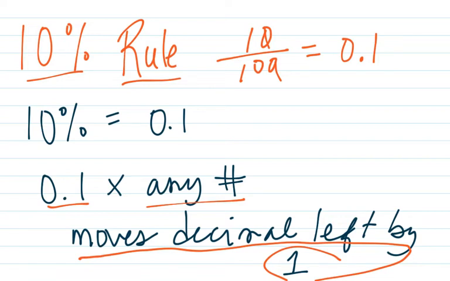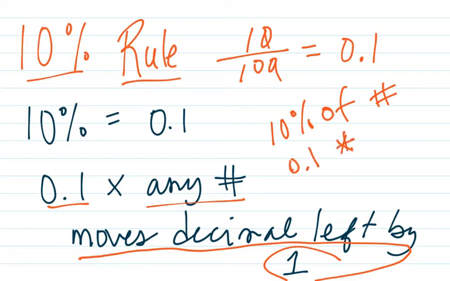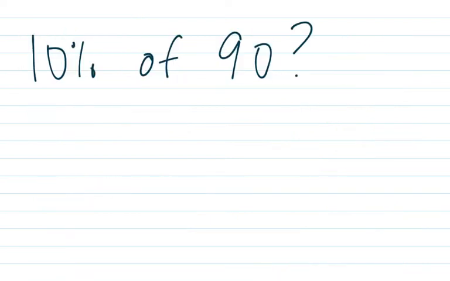So anytime you take 10% of a number, okay, of means to multiply, 10% is 0.1, okay, times a number, let's say n, that will move the decimal on this numerical value left by 1. Okay, this rule is super helpful because it gives us kind of a shortcut to solve quick mental math when dealing with percentages. Okay, but first let's try some.